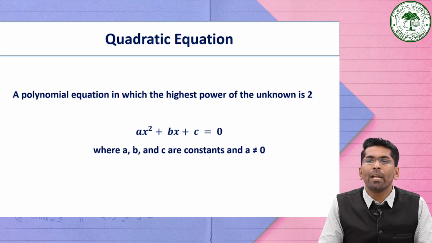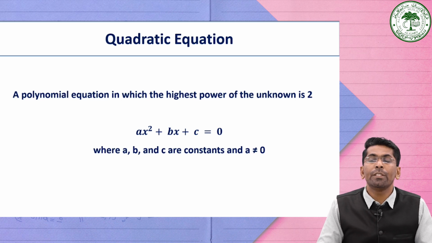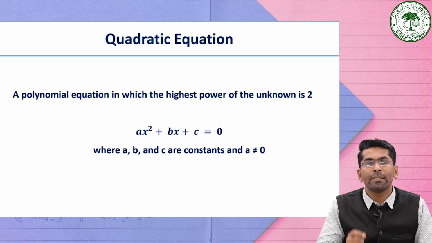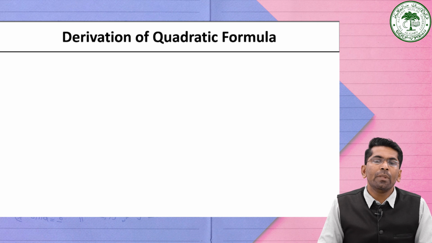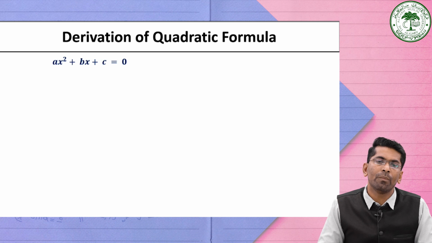This formula can be derived by completing the square on the general quadratic equation, which leads to the quadratic formula as a solution for x. Now we are going to derive the quadratic formula from the general form of the quadratic equation, which is ax square plus bx plus c is equal to 0. From this equation, we are going to derive the quadratic formula.